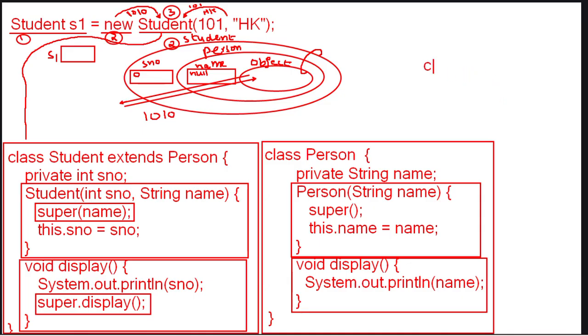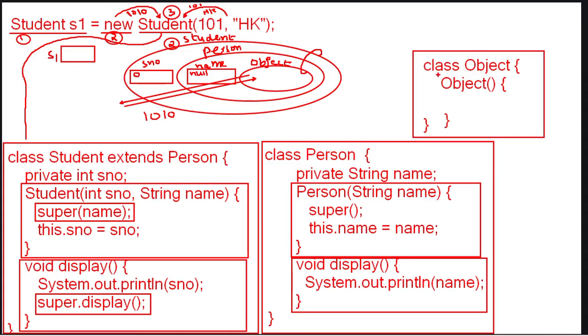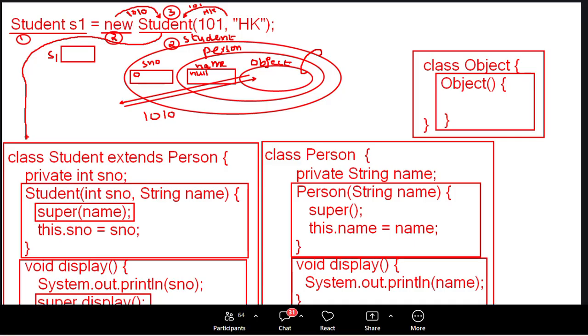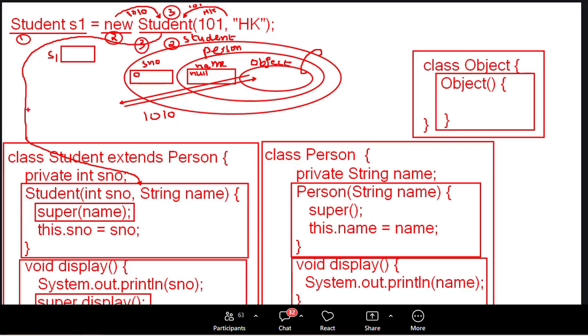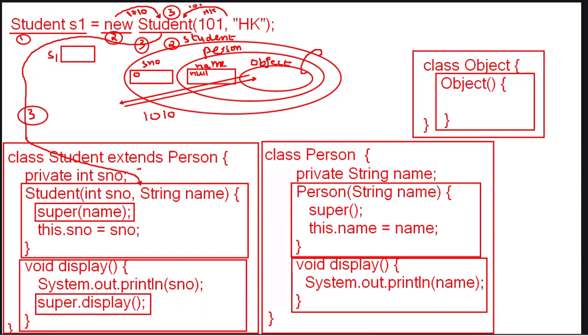And in the background we have class Object, with a no-param constructor, which is empty. In your system, will you type class Object? Can you explain the flow of execution of this statement? Step number 3, calling constructor. Here onwards, you try the flow.